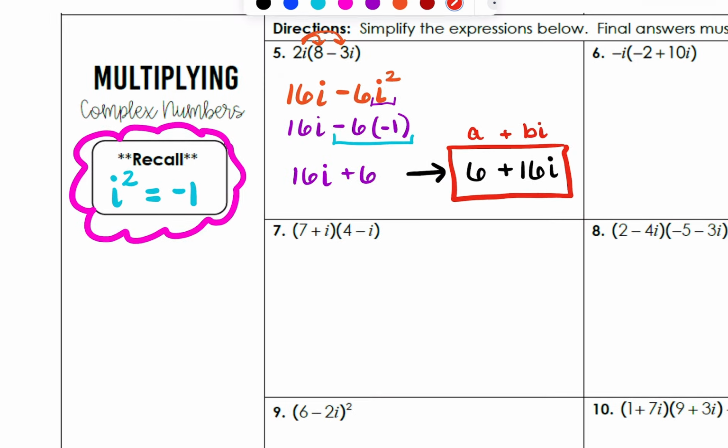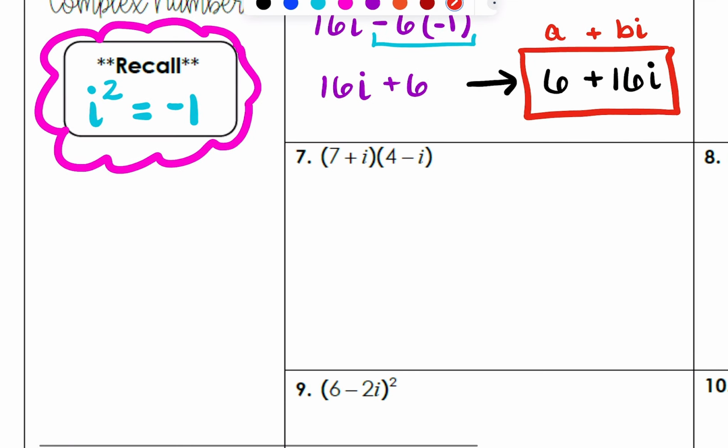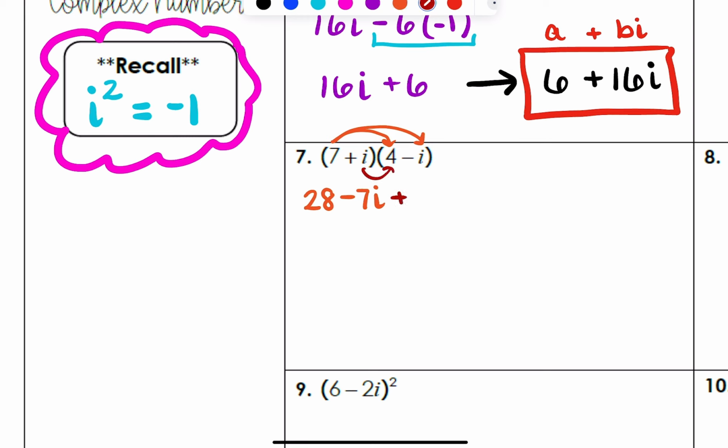Okay, one more example I'm going to do with you guys is number 7. Now this is also a distribution problem. However, it's a double distribution problem. 7 times 4 is 28. 7 times negative i is negative 7i. i times 4 is 4i. i times negative i is negative i squared.